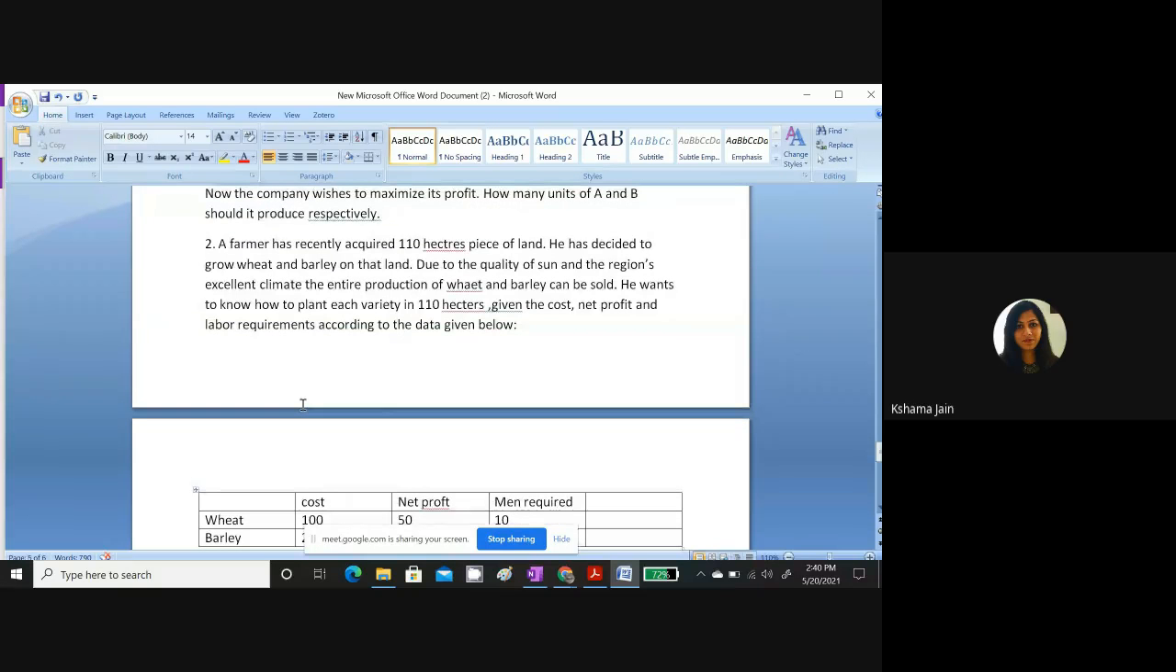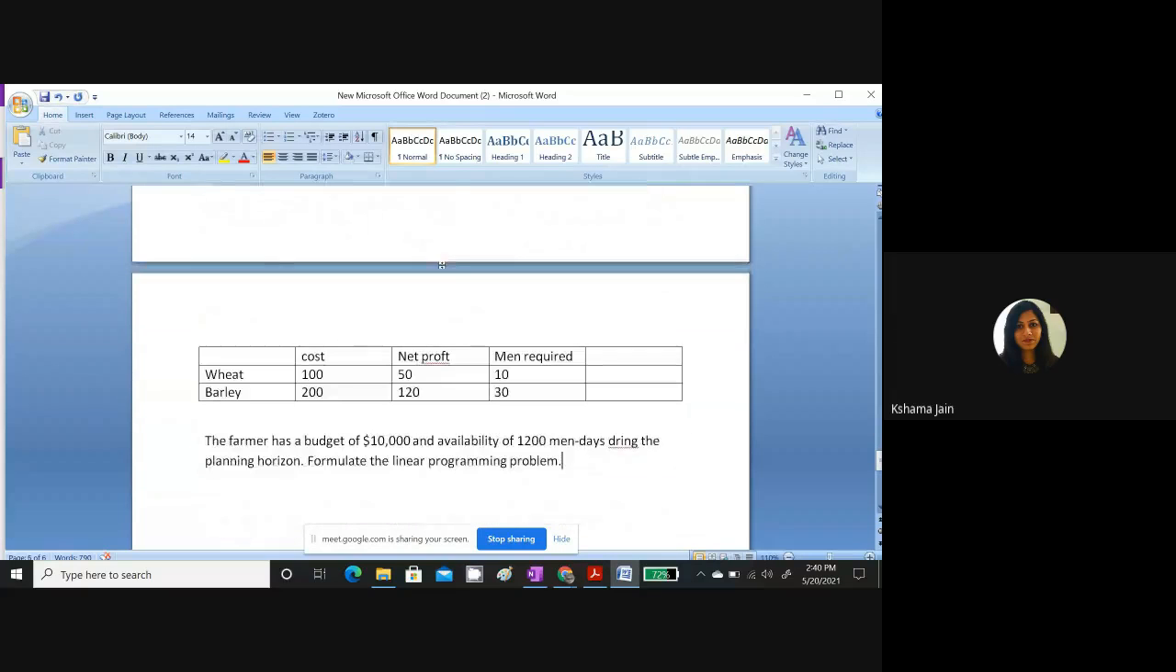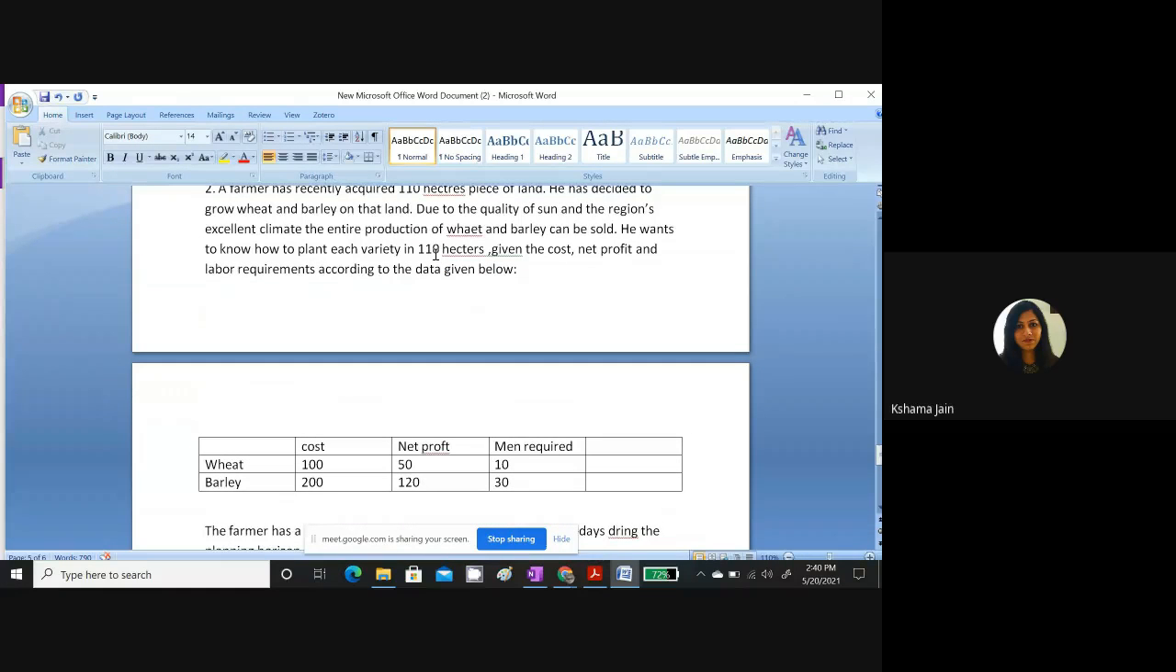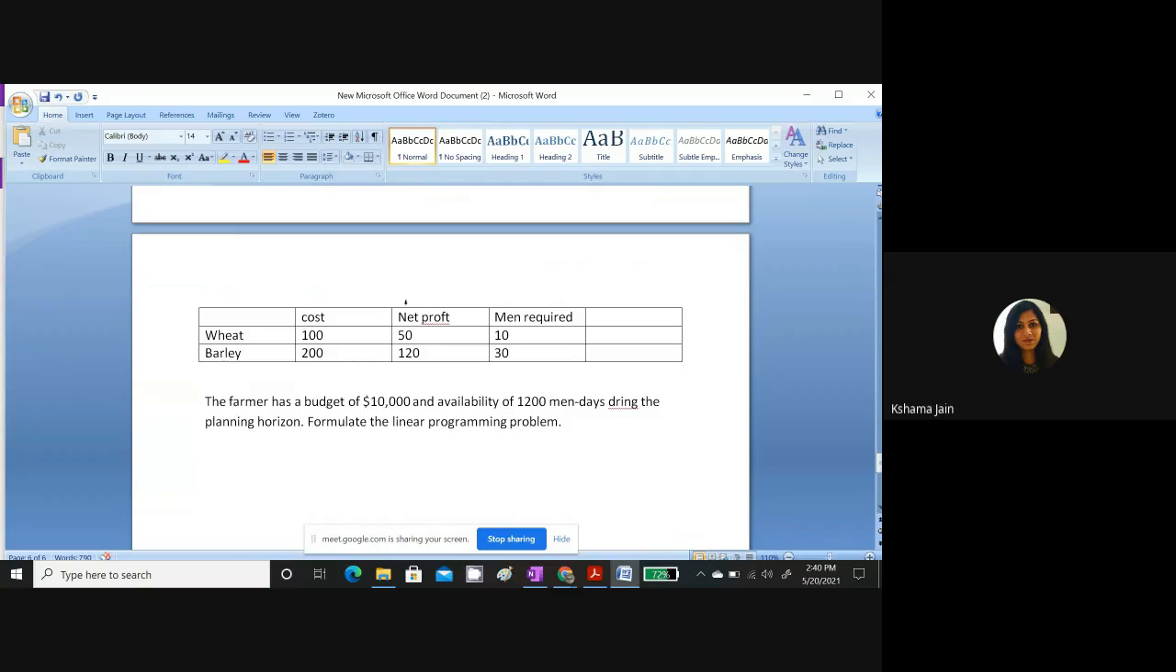So they are saying a farmer has got a 110 hectares piece of land, and in that he's planning to grow 2 types of crops, wheat and barley. But there is a boundary. What is the boundary? First, land boundary means land he is having maximum 110. Now the cost of growing wheat and barley is given different, profit is given different, and manpower required. There is a constraint of manpower also, that is just 1,200 man days he is having. Okay, noted everybody? This data is very important.